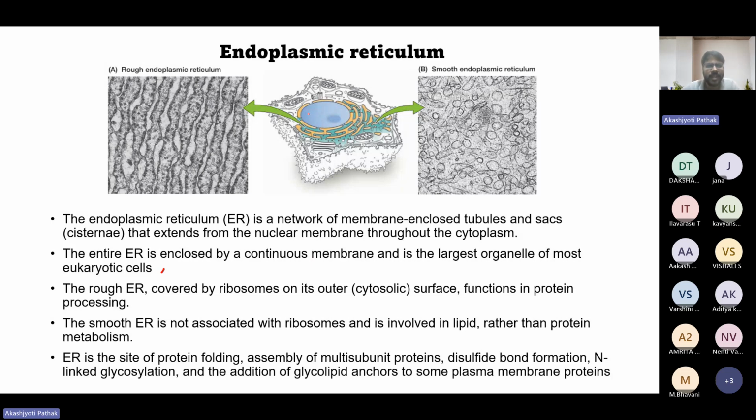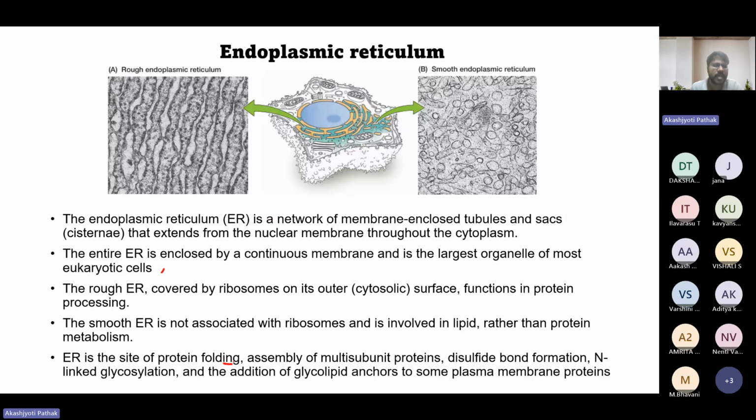And what is the function of RER and SER? All these things you know, right? We have been reading these concepts since class 9. So the rough ER is involved in protein synthesis, and the smooth endoplasmic reticulum is involved in lipid synthesis, and sterols and other molecules get synthesized in the smooth endoplasmic reticulum. So it is involved in lipid rather than protein metabolism. And also this ER is the site of protein folding.